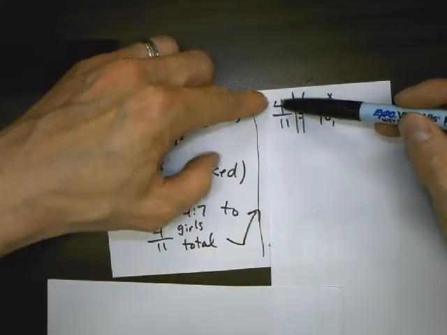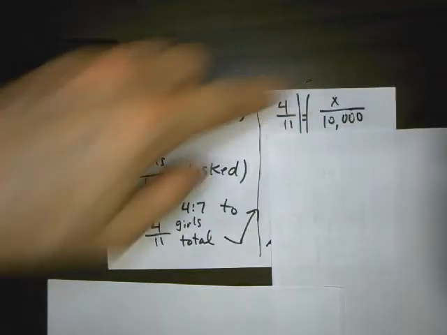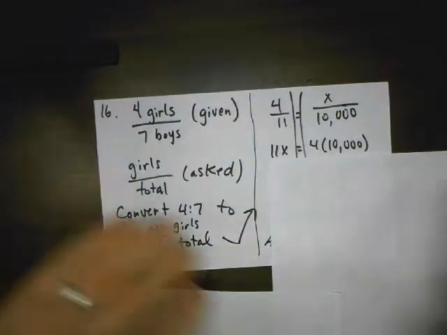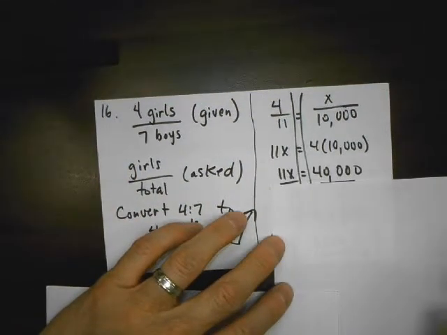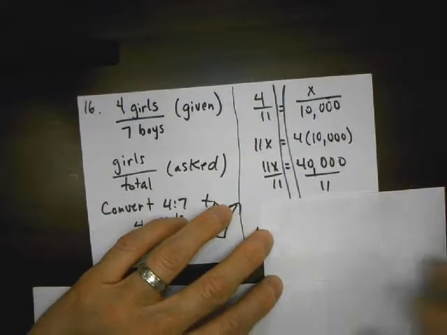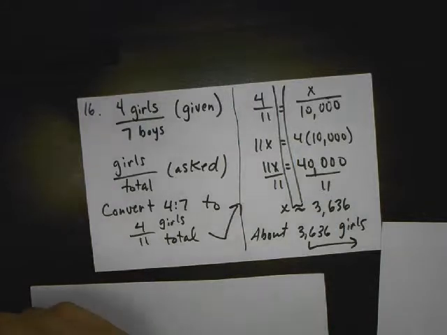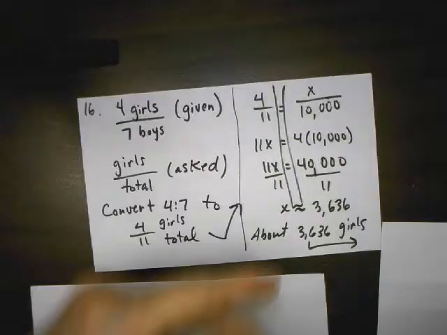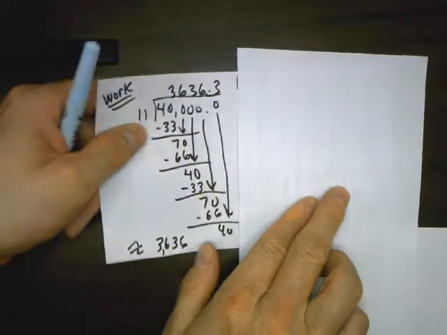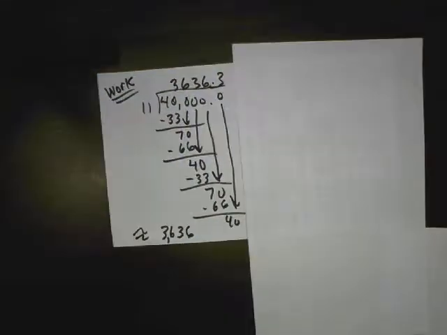Girls on top, total on the bottom, girls on top, total on the bottom. So then I go ahead and cross multiply and divide by the coefficient, and you should get about 3,663 girls. If you need help with the division, let me show this to you. Go ahead and pause the video if you had trouble with the division.